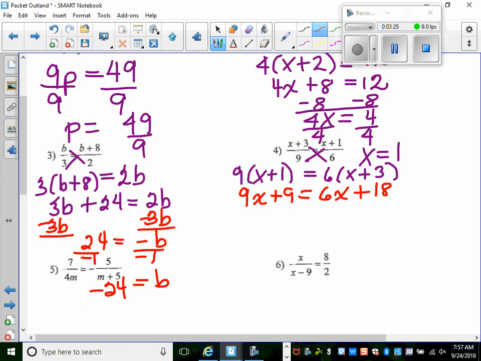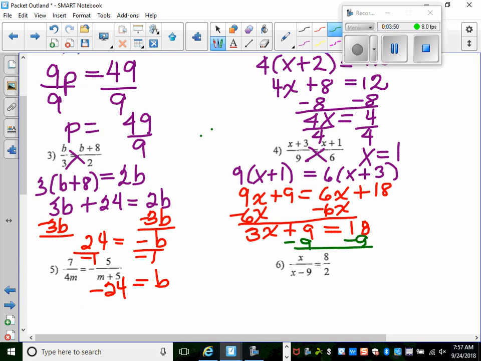And so now we're at the point where we want to get all our variables to one side and all our constants to one side. So I'm going to move the 6x to the other side. So I'm going to subtract. That's the subtraction property of equality. So that'll give us 3x plus 9 equals 18. All right, then I'm ready to subtract 9. That'll give us 3x equals 9. And then divide by 3, x equals 3.